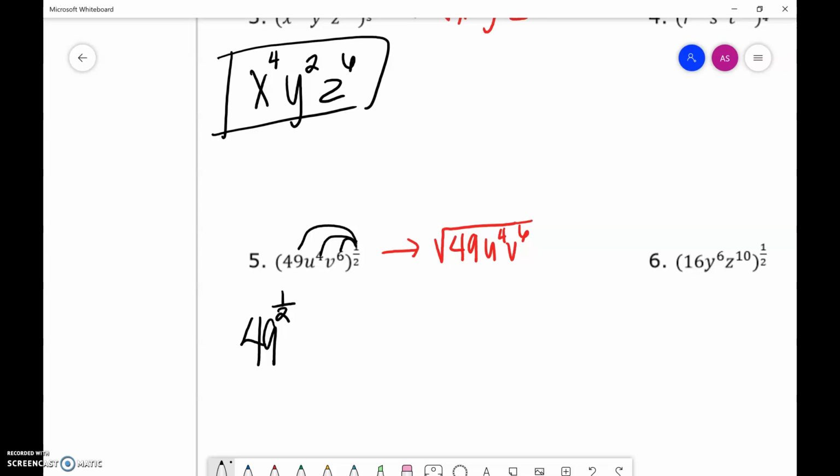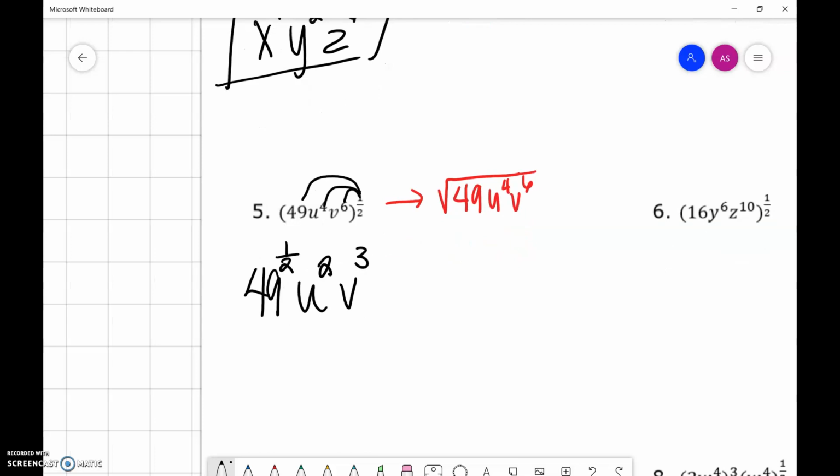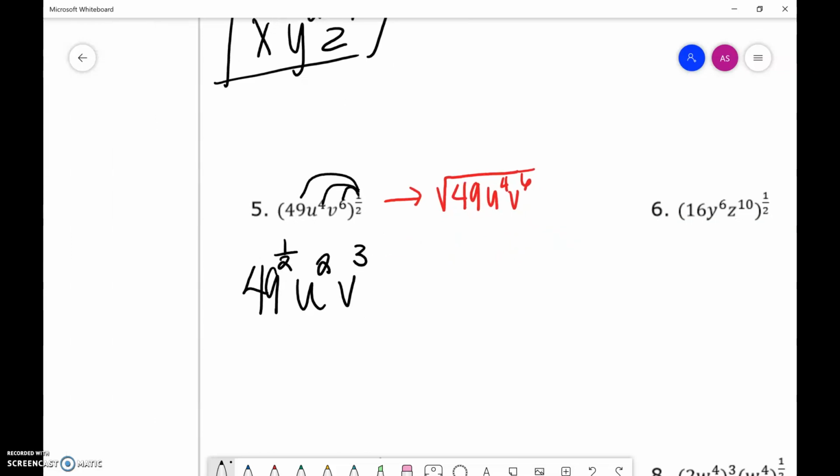Okay, then I do 4 times 1/2. I will get u to the 2nd power, and I do 2 times 1/2. That'll be v to the 3rd power. Okay, so if I actually find 49 to the 1/2 power, that'll become 7. So my final answer is 7u squared v to the 3rd.